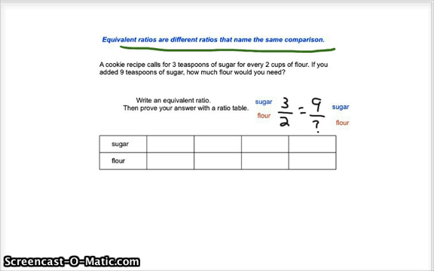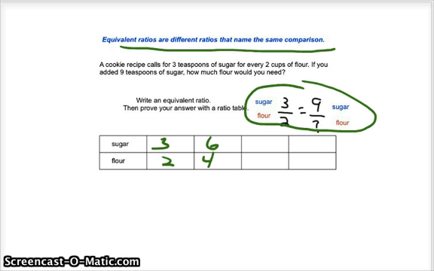A cookie recipe calls for 3 teaspoons of sugar for every 2 cups of flour. Remember, the order is important. If you added 9 teaspoons of sugar, how much flour? Okay, so we're going to make a ratio table. 3 teaspoons of sugar for every 2 cups of flour.